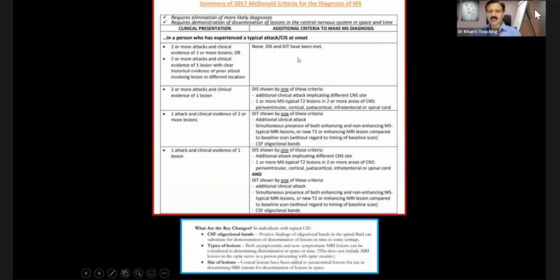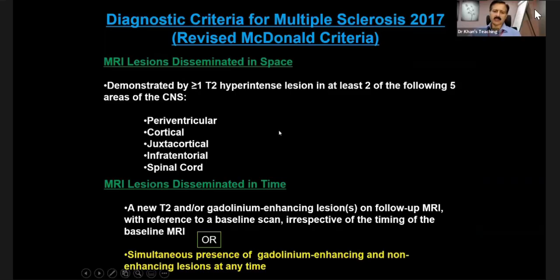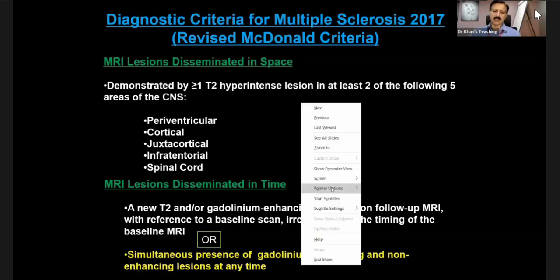Key thing to remember is that there have been changes in 2017, and this has placed MR more prominently in the role of diagnosis of MS. And this can be a potential question in your FRCR exam. So the revised McDonald criteria of 2017 tells us, this is the key slide for you to remember, that when you diagnose MS, the criteria of dissemination in space and dissemination in time should be met.